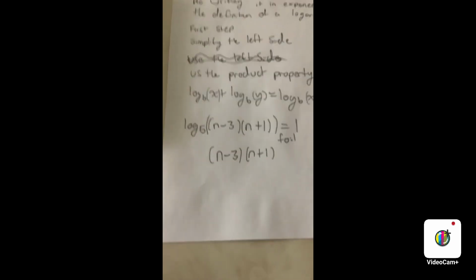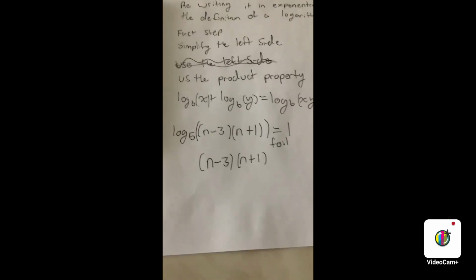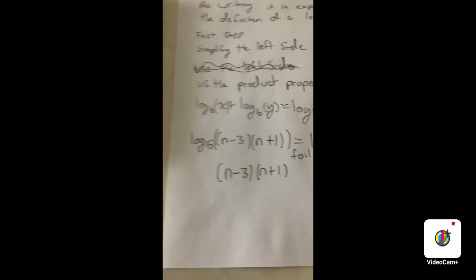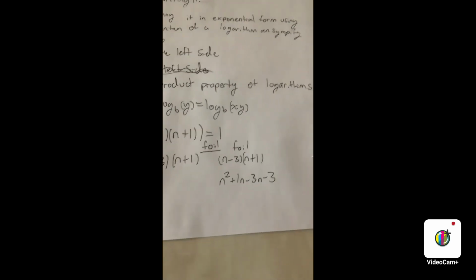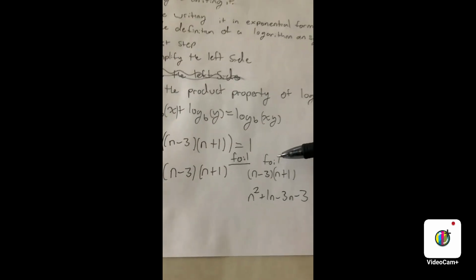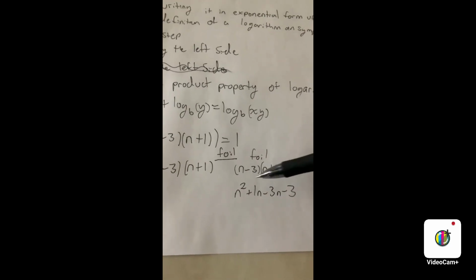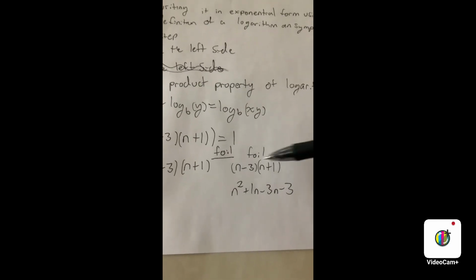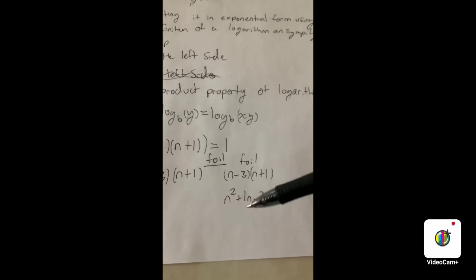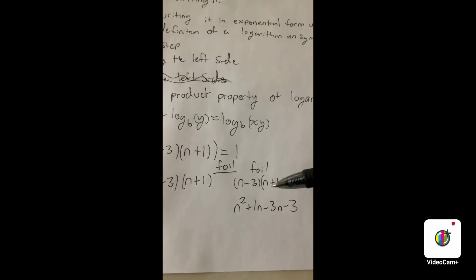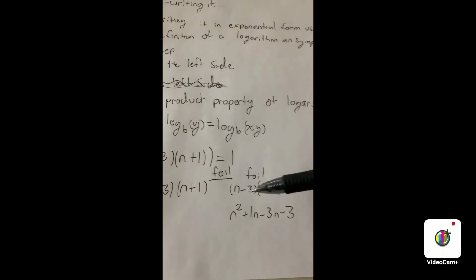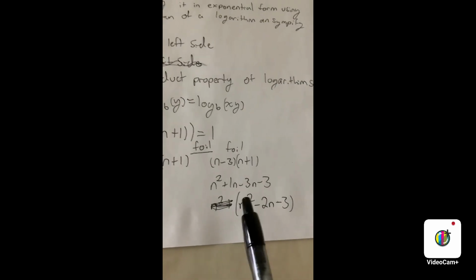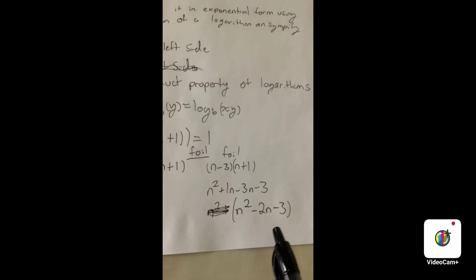So now we take n minus 3 times n plus 1, and we expand it by using FOIL. In order to FOIL it, we use front, outer, inner, and last. So front, n times n equals n squared. Outer, n times 1 equals 1n. Inner, negative 3 times n is negative 3n. Last, negative 3 times 1 is negative 3. So when we simplify it, that leaves us with n squared minus 2n minus 3.